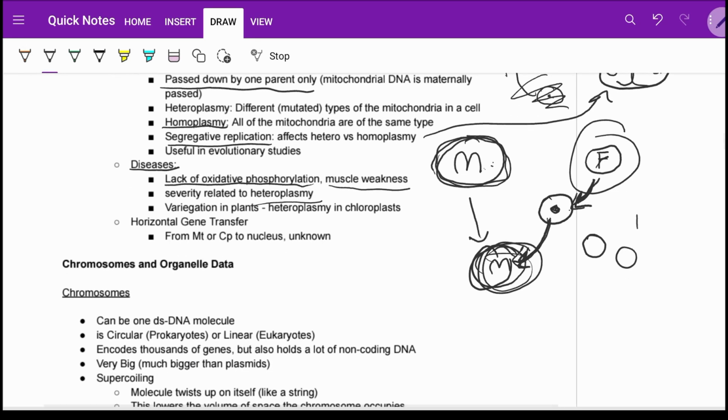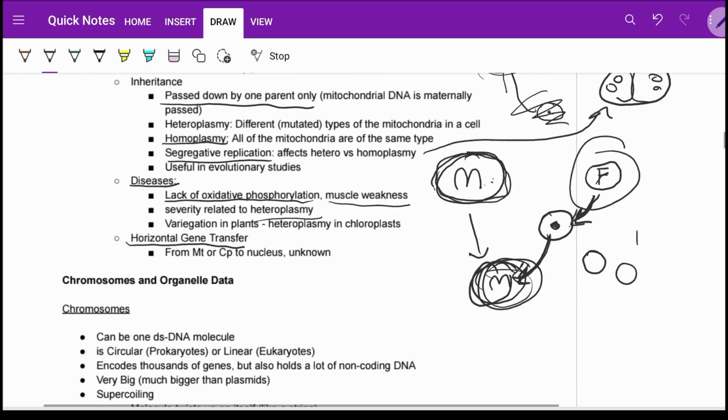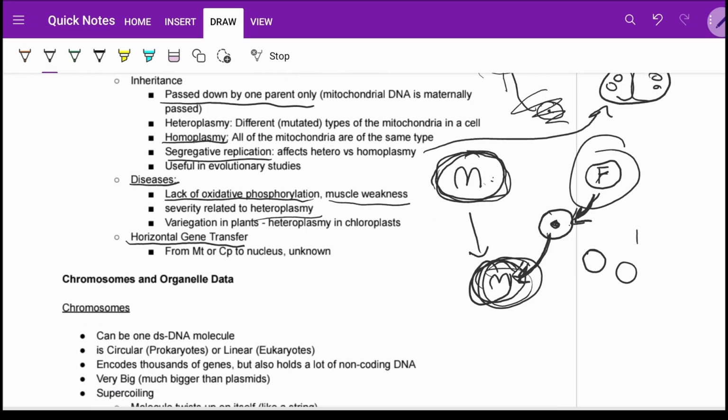We also have the idea of horizontal gene transfer. This goes back to the idea that mitochondria and chloroplasts were once independent cells. And basically, how did these essential genes that they need to survive end up in the nucleus instead of where they belong in the mitochondria? That's a question scientists are still trying to understand.